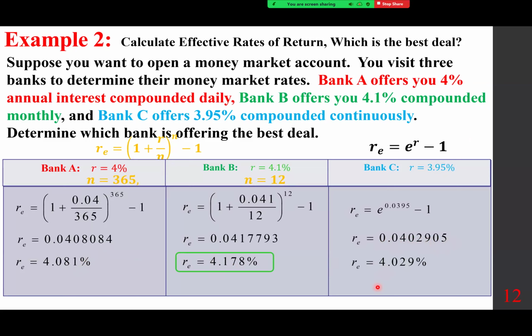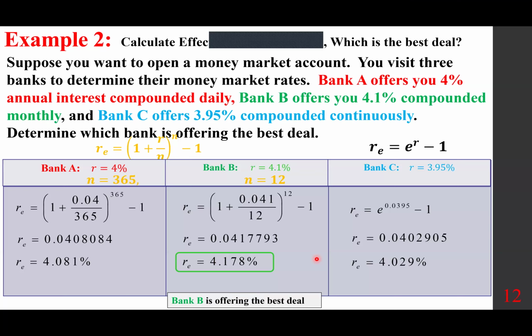That means Bank B that offers 4.1% compounded monthly is offering the best. Not just because 4.1% is larger than those two, the effective rate ends up being larger. So you have to establish that. If there was a bigger difference among those, you could have seen that.